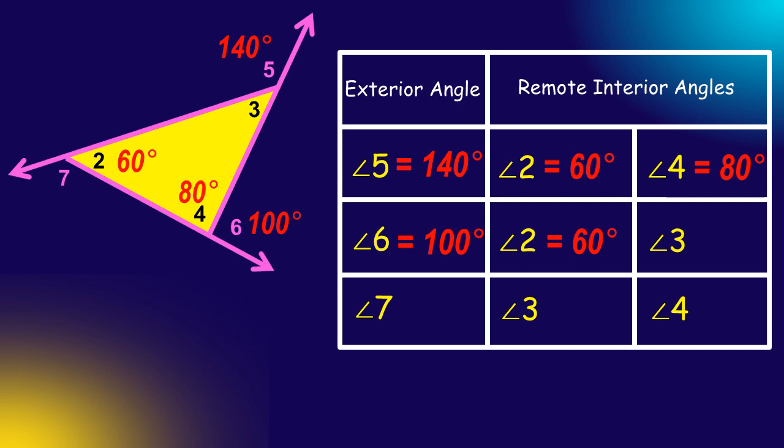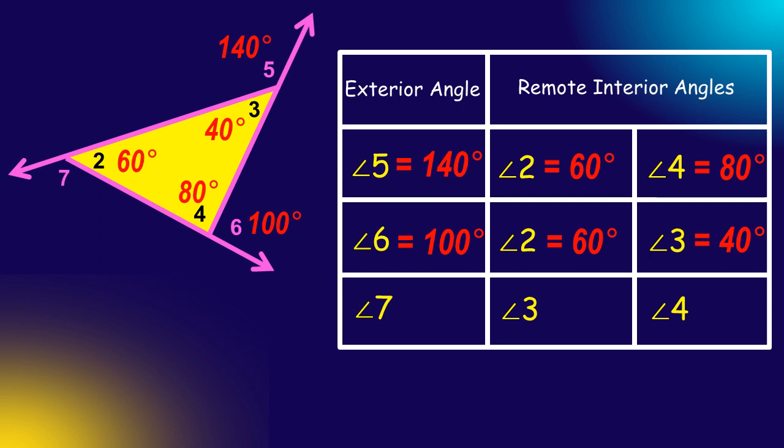They are linear pair. So the sum of their measurements is equal to 180 degrees. So isasubtract lang natin si 140 from 180 degrees to get angle 3. 180 degrees minus 140 degrees, the answer is 40 degrees. So basically, the measure of angle 3 is 40 degrees.